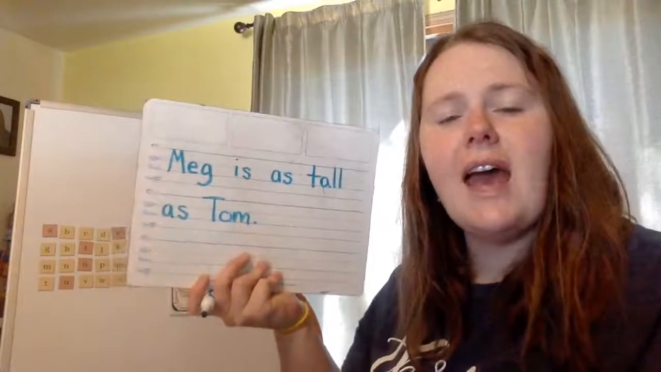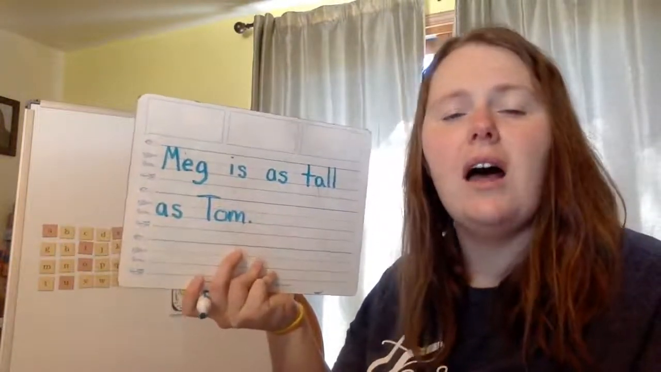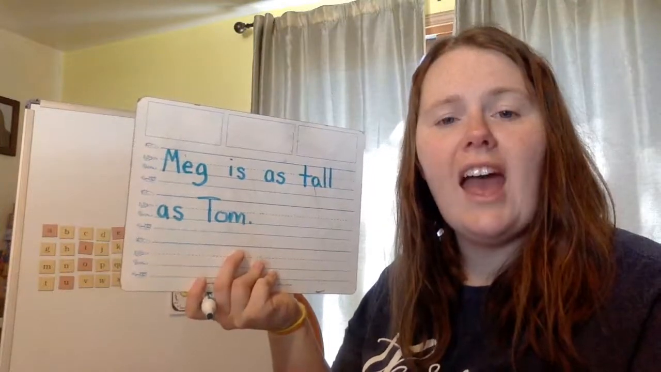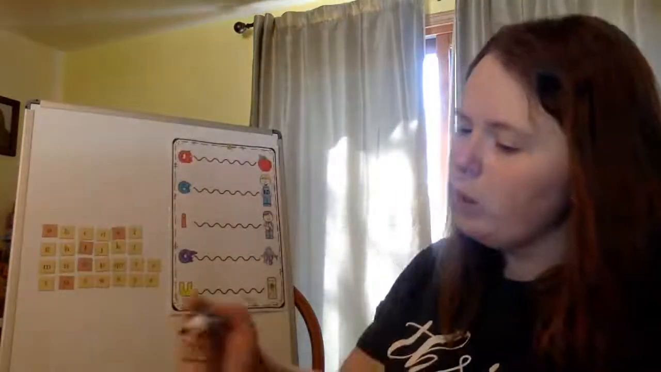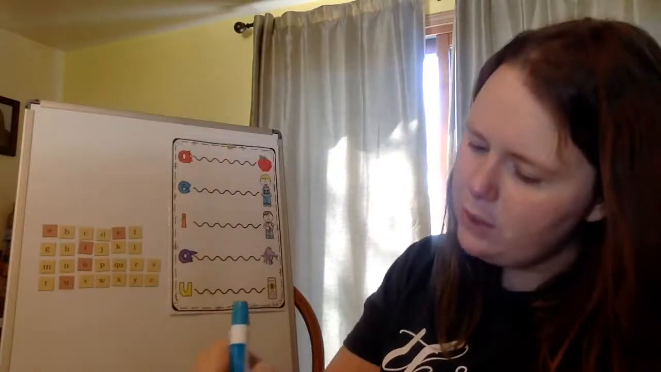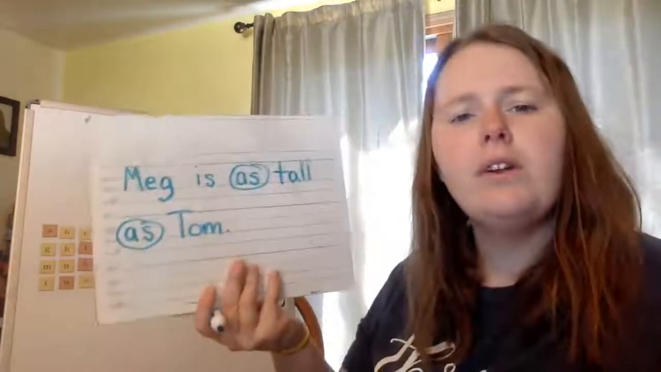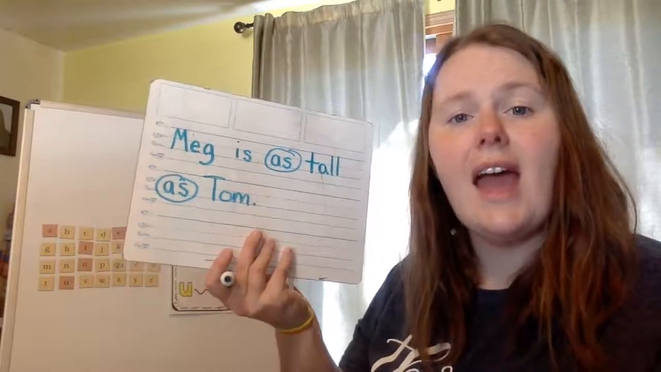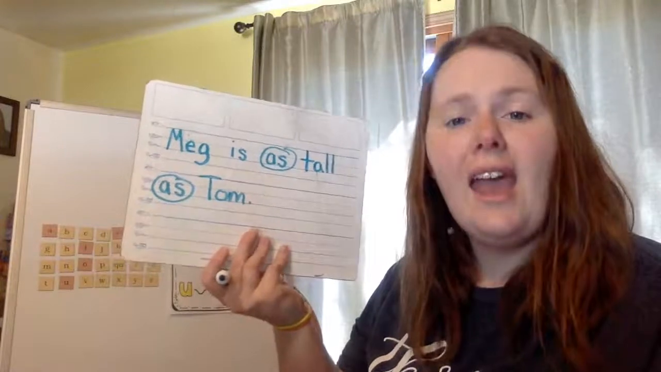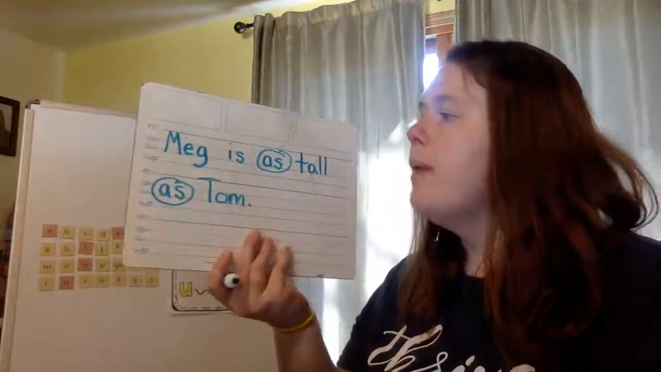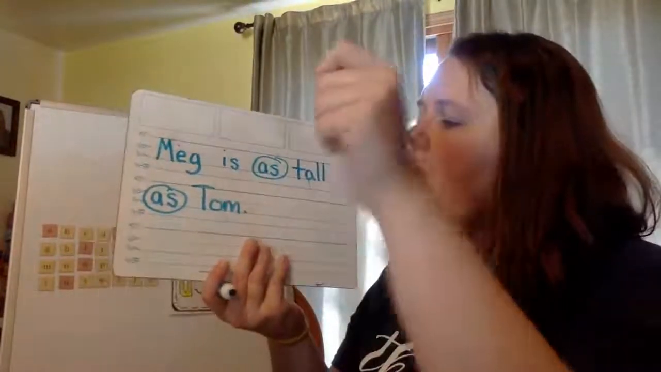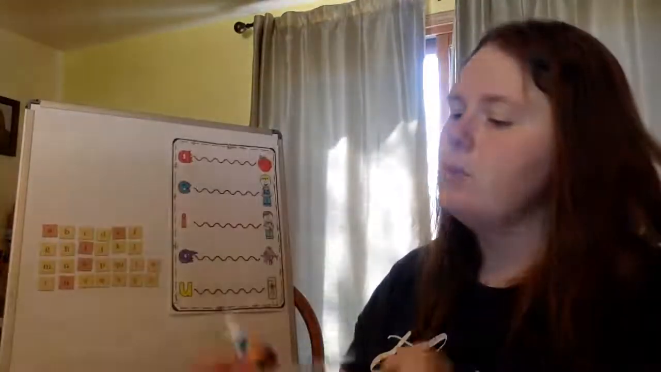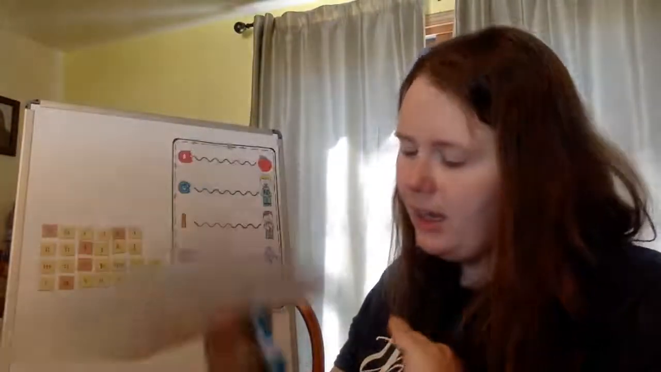Meg is as tall as Tom. Meg is as tall as Tom. I'm going to circle a word. It's in this sentence 2 times, though. What word did I circle? As. A-S, as. Say that. A-S, as. Meg is as tall as Tom. It's a comparing word, isn't it? It's a good one. All right, I'm going to change to a new sentence.